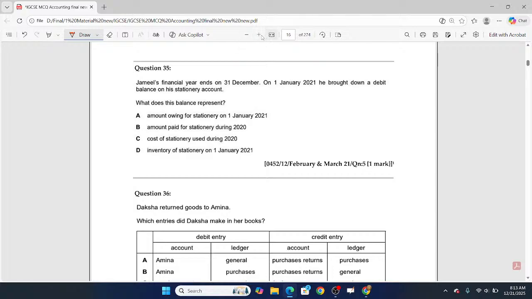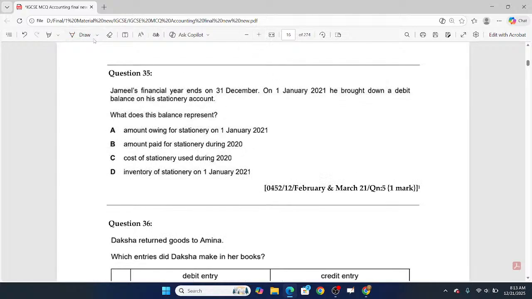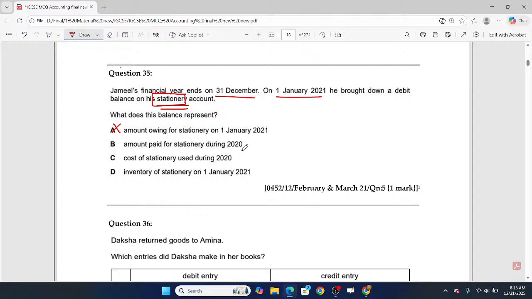Jamil's financial year ends on 31st December. On 1st February 21, he brought down a debit balance on his stationery account. What does this balance represent? Stationery account means opening stock. There will be opening stock of stationery. Amount owing for stationery, no. Amount paid for stationery during 2020, also not correct. Cost of stationery used, no. Inventory, that's the correct one. Stock is the correct one. Is that okay?